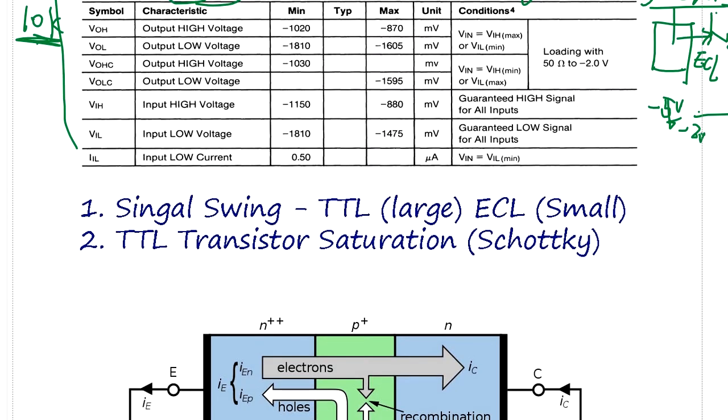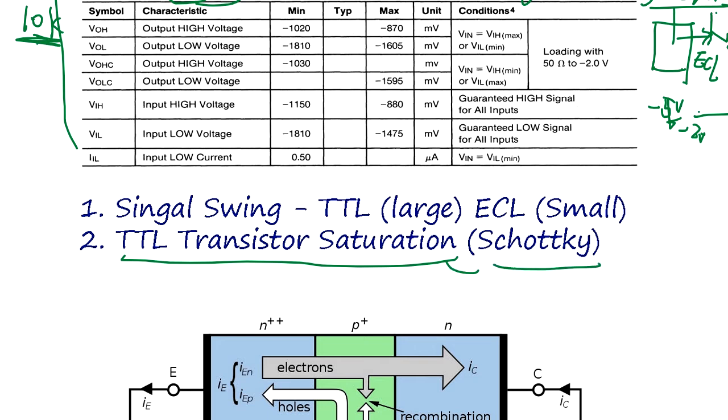TTL also has the transistor saturation problem, but that's solved by Schottky. You learned this in a previous video. The transistor is going to saturate. To avoid the saturation, you insert a Schottky diode here. With the Schottky diode, the cross voltage is low, so this point never goes too low, getting into saturation. Let's quickly review what saturation is.